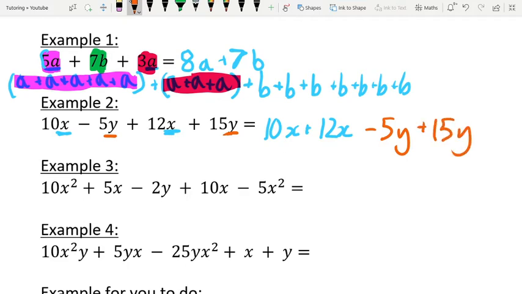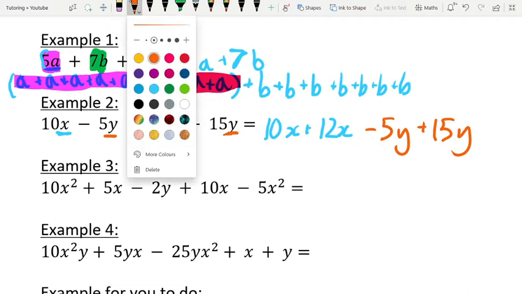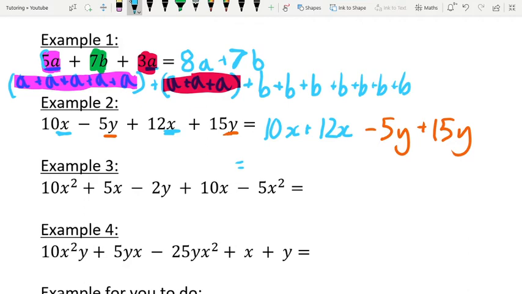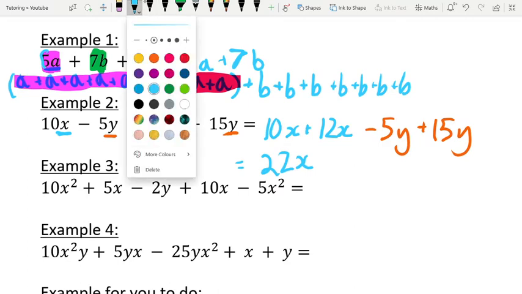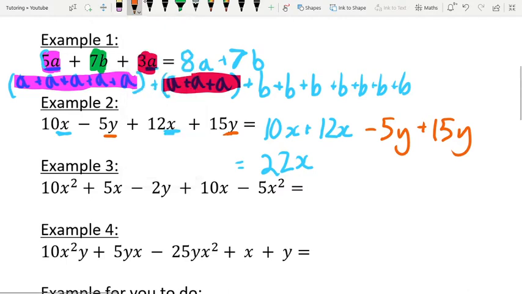And now, because these are all of the same term, these are like terms, you can combine like terms. You can see the 10 and the 12, what does that make? 10 plus 12, that is 22x. And minus 5 plus 15, so that's the same thing as 15 minus 5, which is 10. So we can say plus 10y. We combine the like terms. This minus 5 here and this 15 combines, this 10 and that 12 combines here.